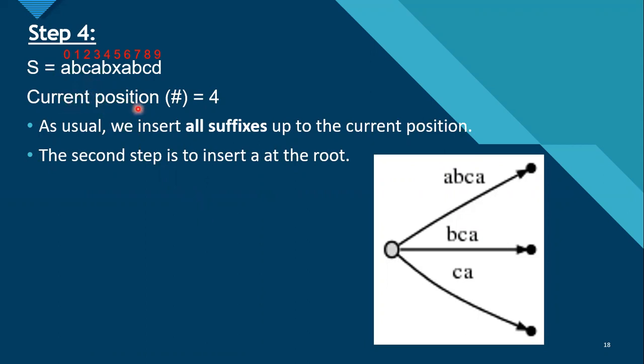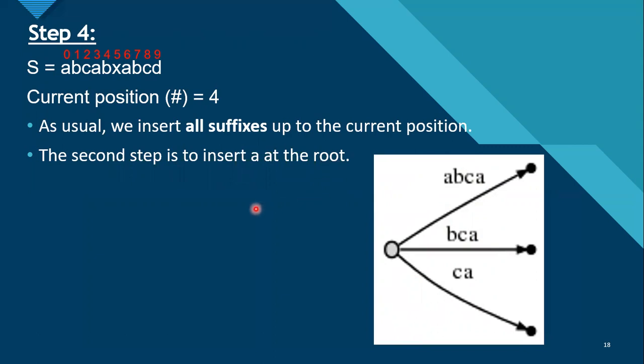At step 4, our current position is 4. So we are processing this character A. So as usual, we insert all suffixes up to the current position. We start by appending A to all of the existing edges. And the second step is to insert A at the root, as we used to do.